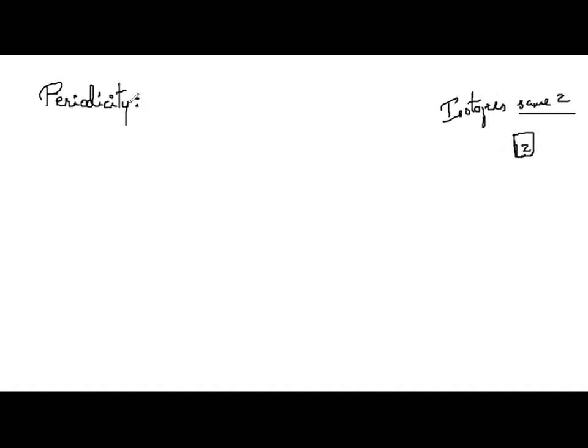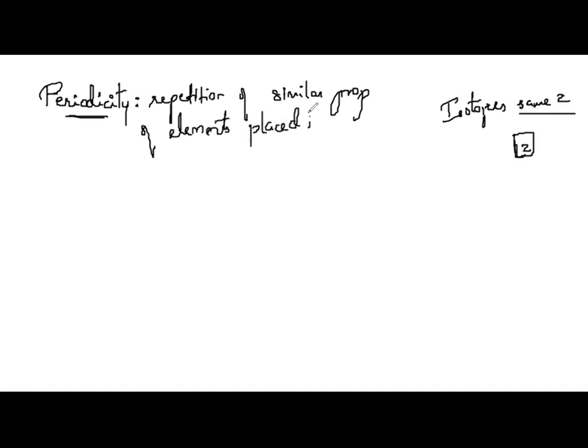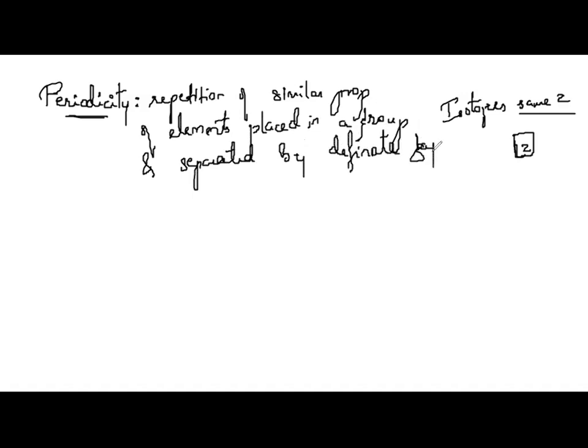So periodicity, we have come across this term many times. It is defined as the repetition of similar properties of elements placed in a group. We know what a group is: a vertical column. Placed in a group and separated by definite gaps of atomic numbers.